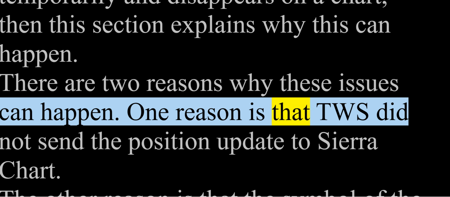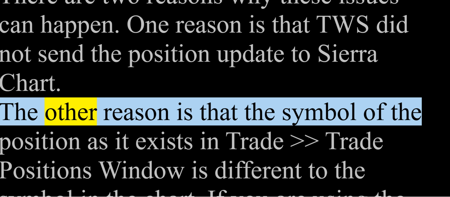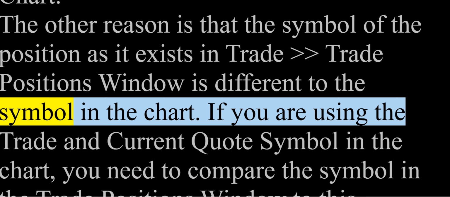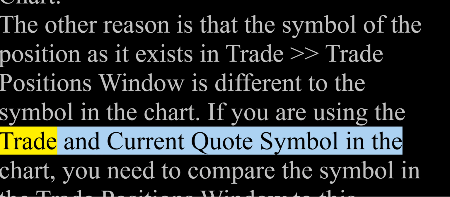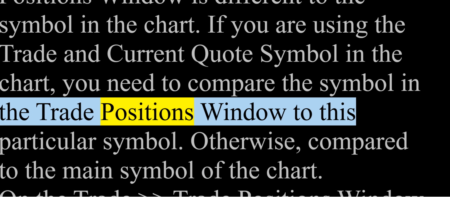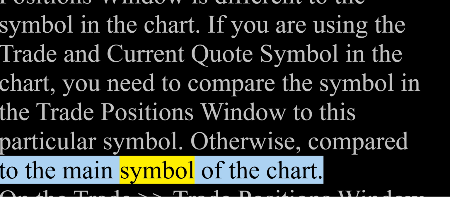One reason is that TWS did not send the position update to Sierra Chart. The other reason is that the symbol of the position as it exists in the trade positions window is different to the symbol in the chart. If you are using the trade and current quote symbol in the chart, you need to compare the symbol in the trade positions window to this particular symbol. Otherwise, compare to the main symbol of the chart.